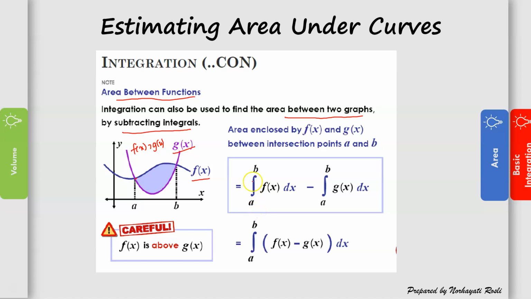we need to integrate from A to B f(x), which is the graph that is above the other, minus the integral from A to B of g(x), which is the graph below the other graph. When we simplify this, we get the integral from A to B of f(x) minus g(x) dx, where your function f(x) must be greater than g(x) in the region AB.